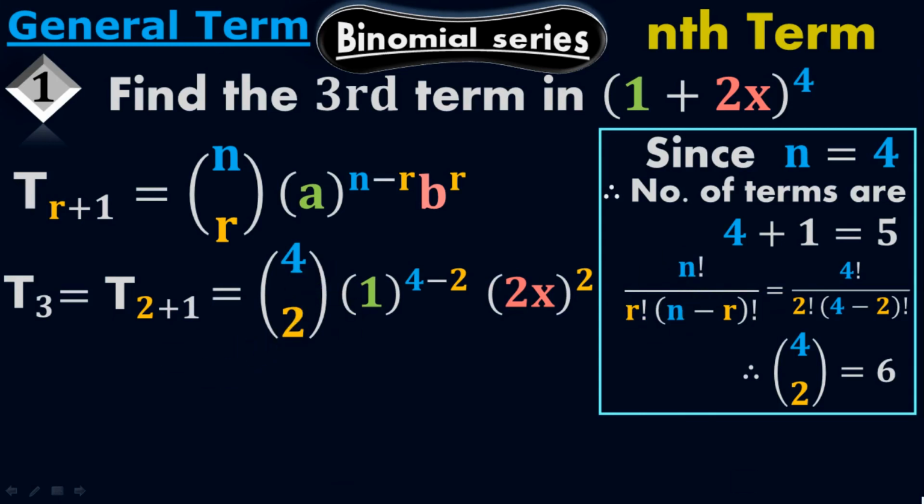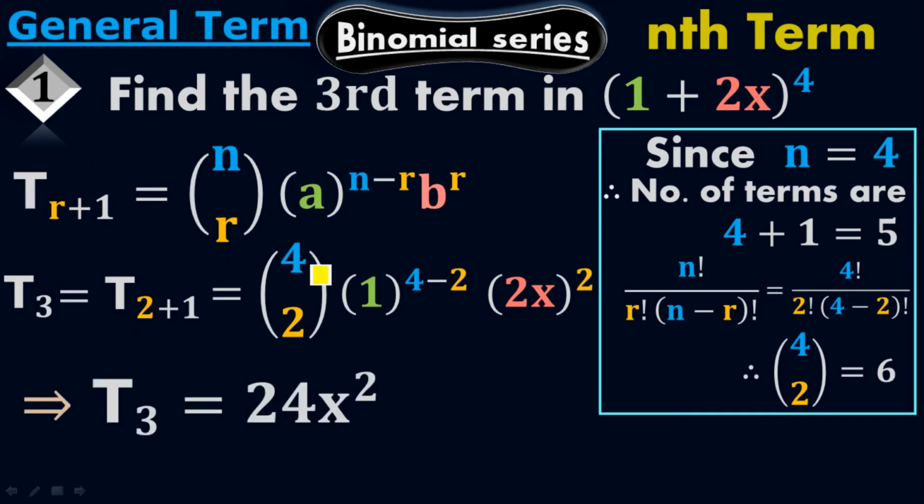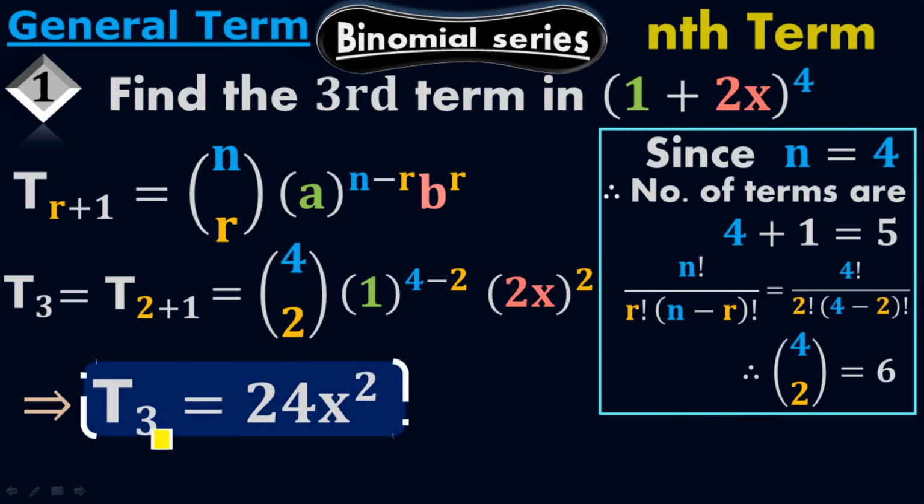Plug in 6 here and calculate it further, which implies that t sub 3 equals 24x squared. Look, for 4 choose 2, I put 6. Just plug in 6 here. 4 minus 2 is 2, so 1 squared is 1. (2x) squared is 4x squared. Since I have 6 here, 6 times 4x squared will be 24x squared. And there I got the value for the third term. We found the value for the third term, t sub 3 equals 24x squared.